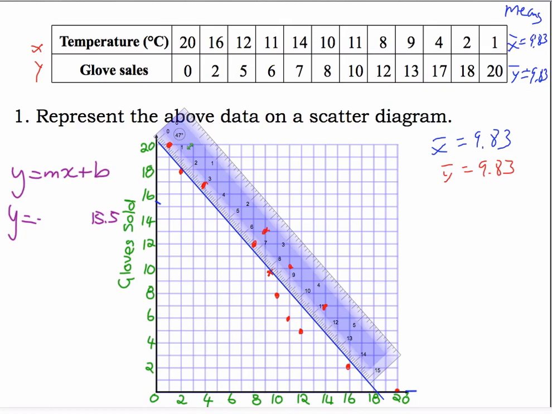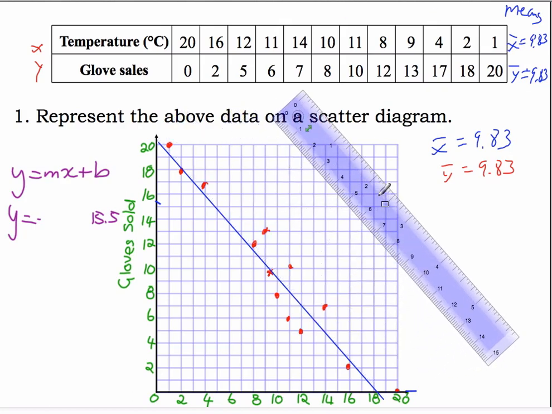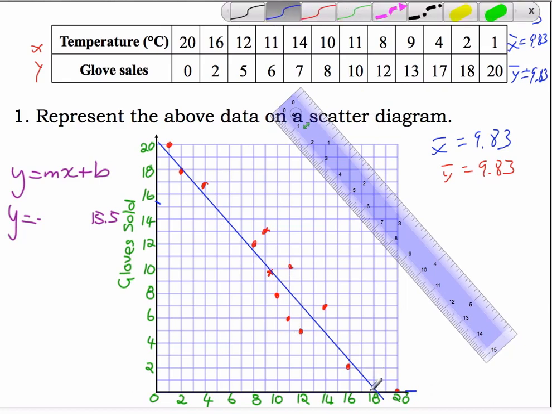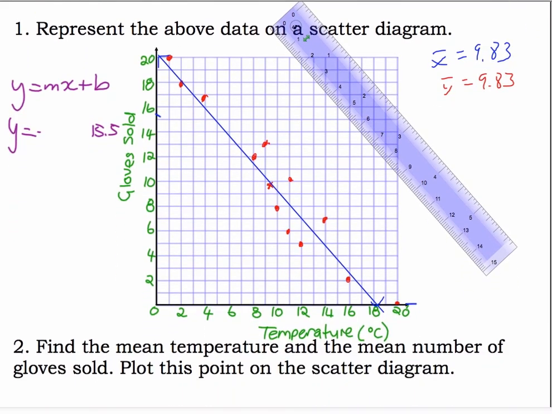Alright, so I'm going to move this ruler away here. And there's a line of best fit that goes through the mean point. There's some points below the line, some points above the line, so it looks pretty good. Okay, so that's my line of best fit.